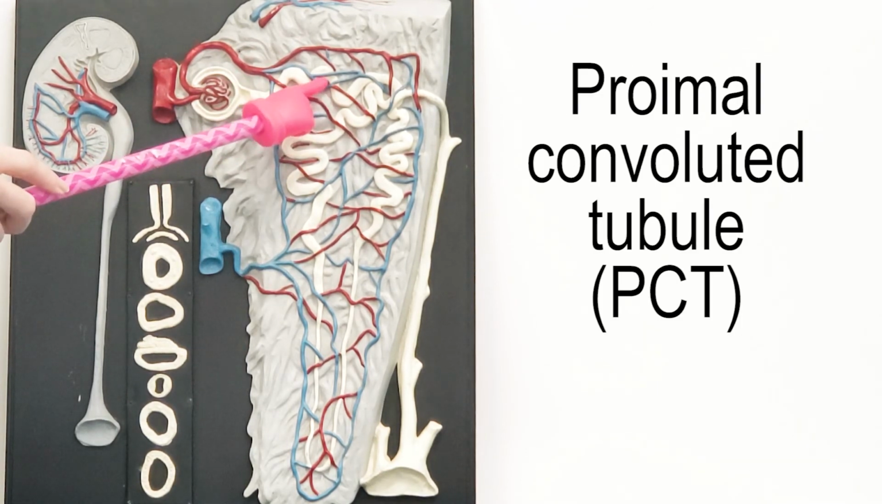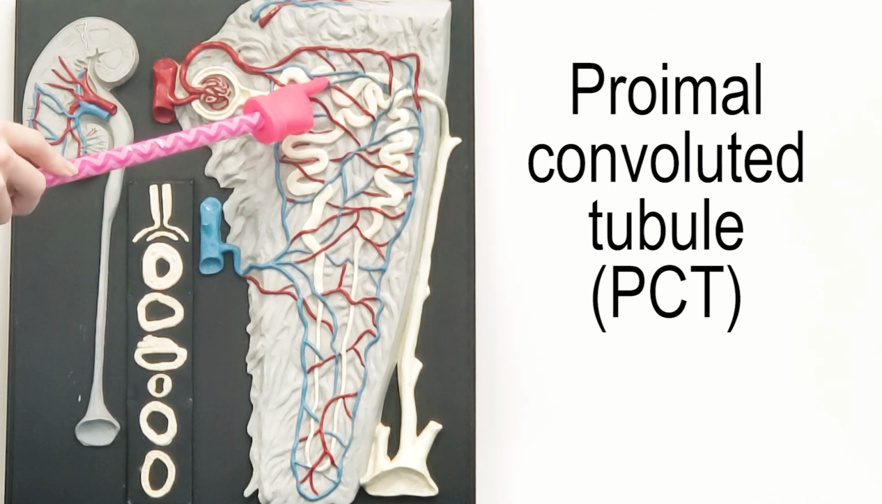Proximal convoluted tubule. Proximal meaning closest to the glomerular capsule, or Bowman's capsule, and convoluted meaning tightly coiled rather than straight. This is the closest tightly coiled tubule to the glomerular capsule.